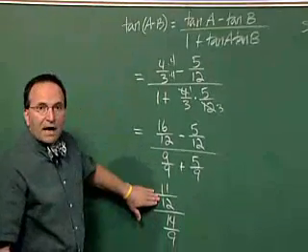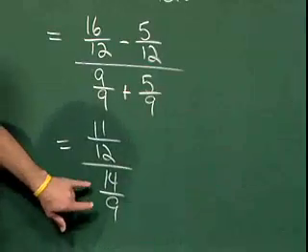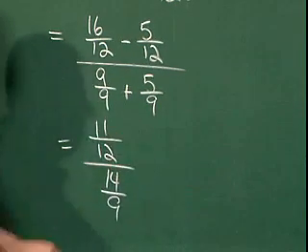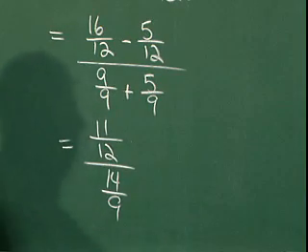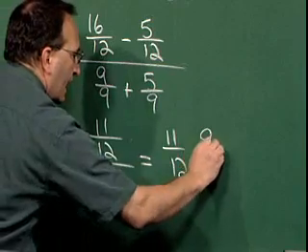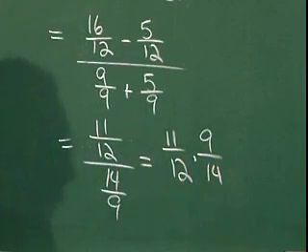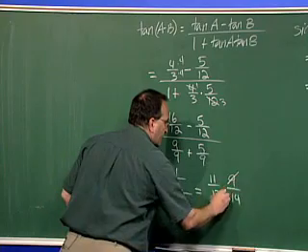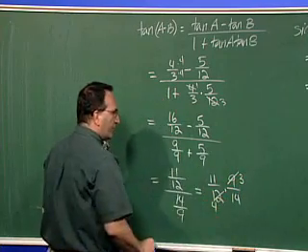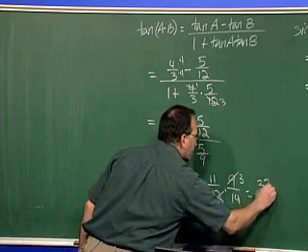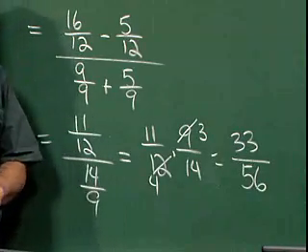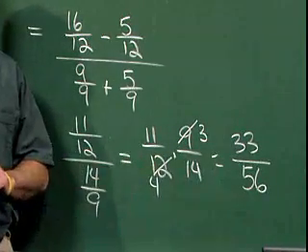When we're dividing a fraction by a fraction, we take the denominator and we multiply the reciprocal times the numerator. So that's going to give me 11/12 times 9/14. Here, of course, I can reduce these each by 3, dividing by 3, and I end up with 33/56. And that's my tangent of A minus B.